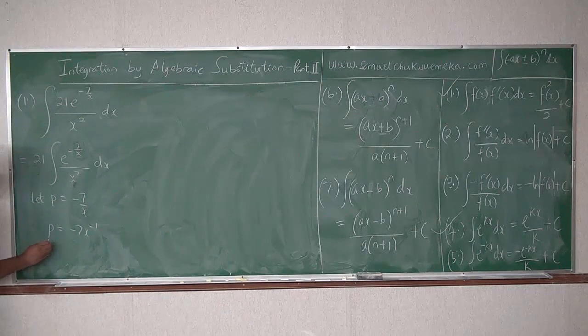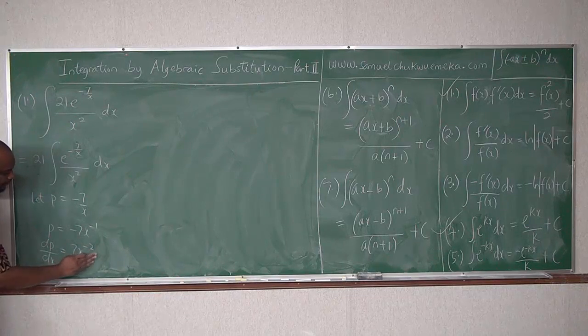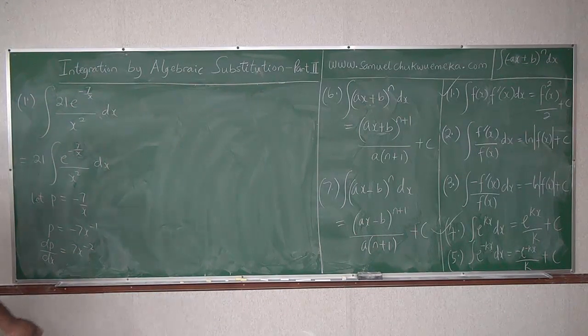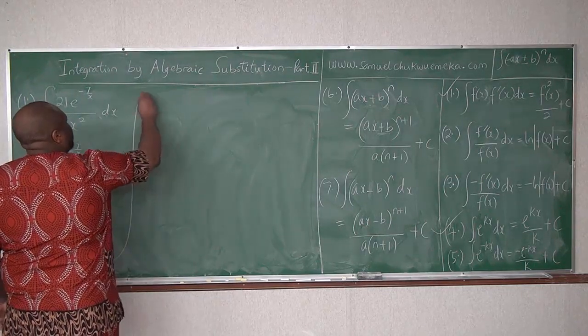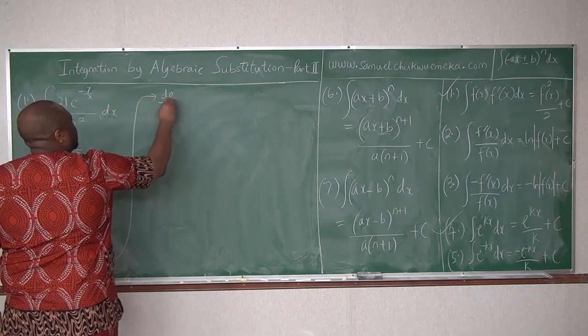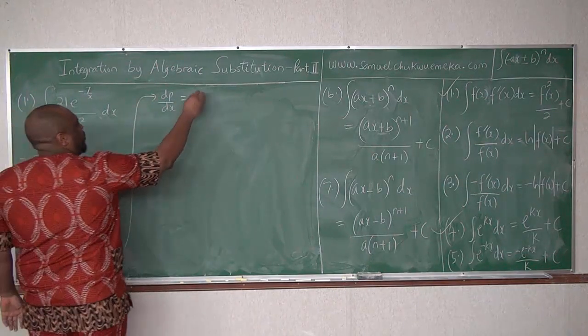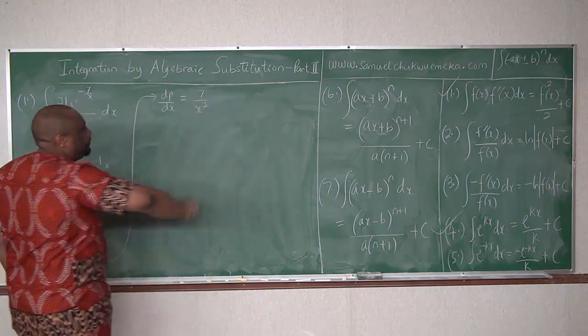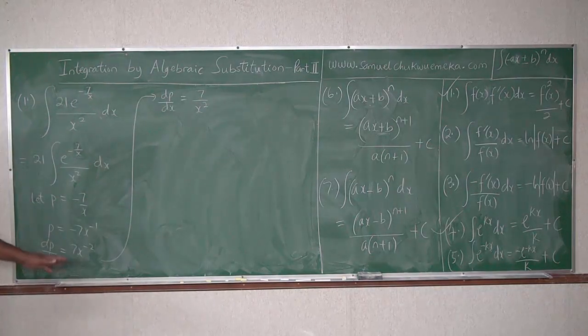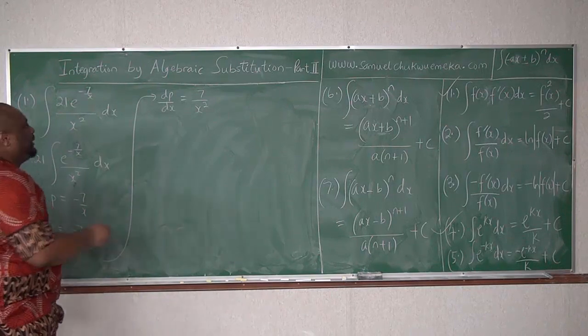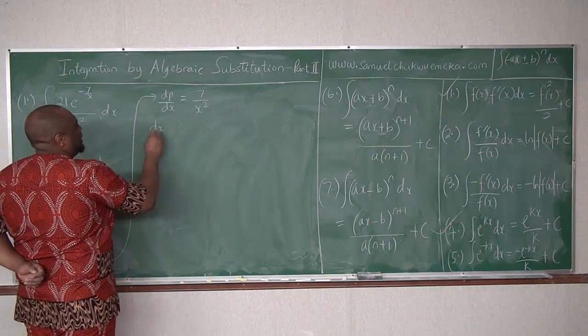So we find the p dx. The p dx is 7x to the negative 2, which is 7 over x squared. So the x dp, we find the x dp.